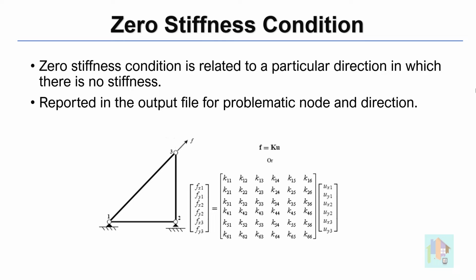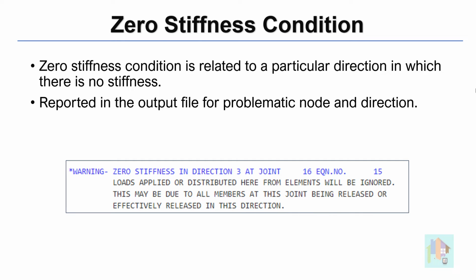Anyway, during analysis, when the program assembles the stiffness matrix, it expects non-zero stiffness components in all 6 directions. During this process, if the program finds that in a particular direction, whether translational or rotational, there is no stiffness, then a warning message is reported in the output for that node and for that direction. So, zero stiffness is nothing but absence of stiffness in a particular direction. There are several reasons for this condition, which I will discuss in detail.